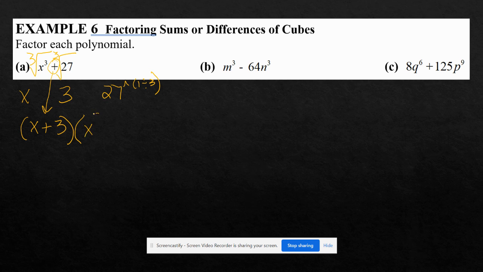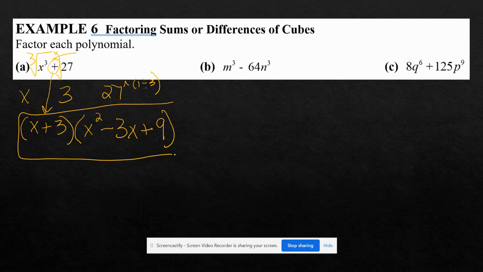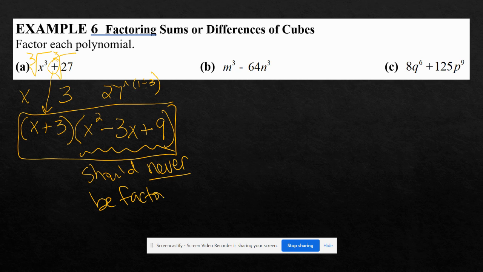x squared minus 3 times x is 3x plus 3 squared. 3 squared is 9. And that is our answer. This second part, the trinomial, should never be factorable. Okay, that second part should never be factorable. If it is, we need to go back.